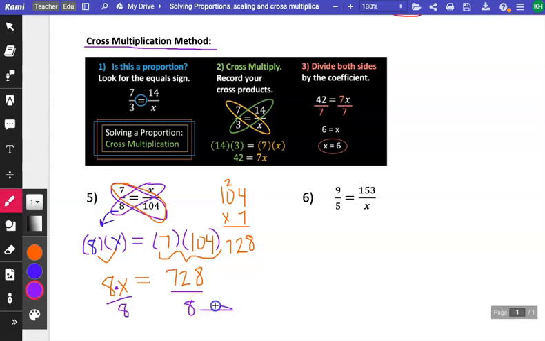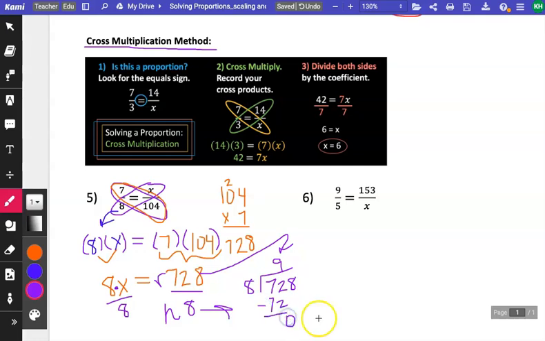All right, so we slide the 8 over, and then we place the numerator inside the house, the 728. If you think of it like horse and rider, remember the rider can go on the inside of the house, but the horse has to stay outside the house. 8 goes into 72 9 times. 9 times 8 is 72. 72 minus 72 is 0.